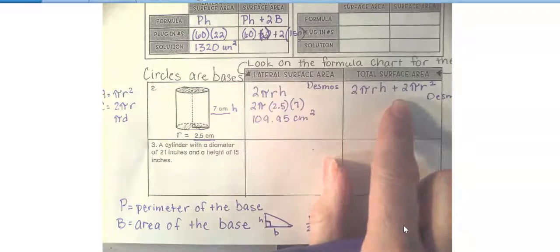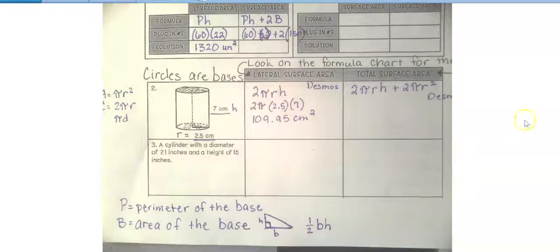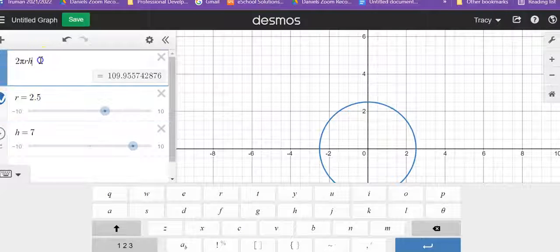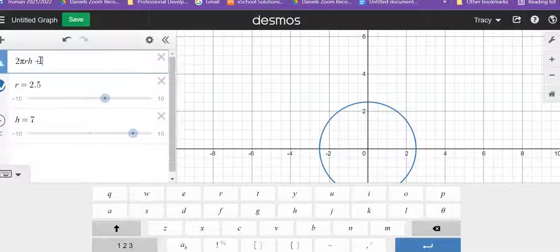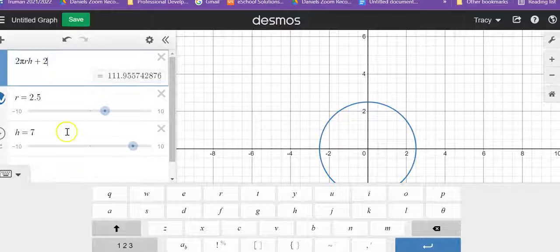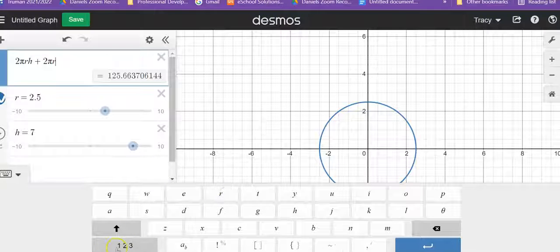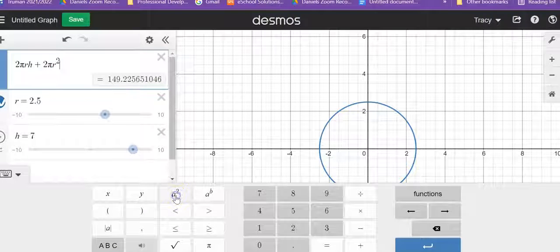And then we're going to put all of the values that we know in here. We know what r is, we know what h is. If I go to decimal, this is going to look like this. We have to change our formula because that's not the formula we want to use. For total surface area, we're going to put plus 2 pi r squared here. If I go too fast, please rewind it, look again, make sure you're understanding what to do.